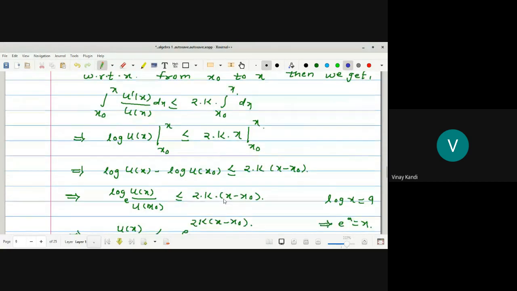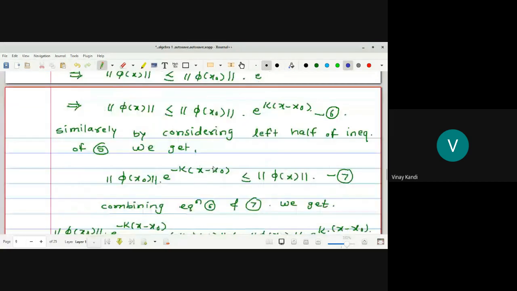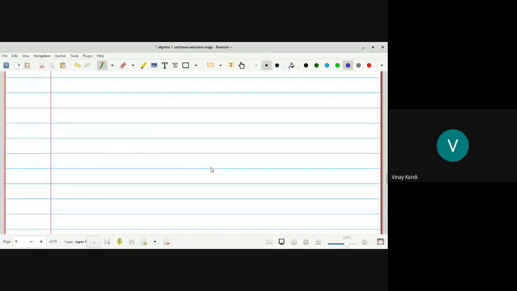Can we move towards the next point? Yes, sir. Okay. Now, the next point is linear dependence and independence.